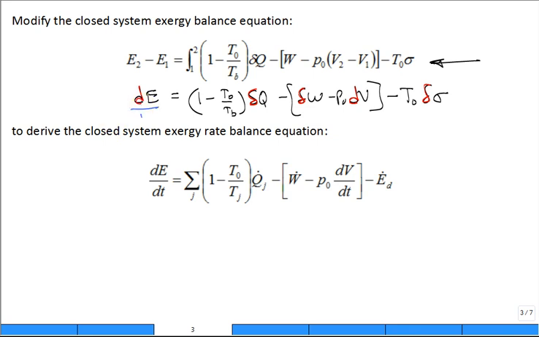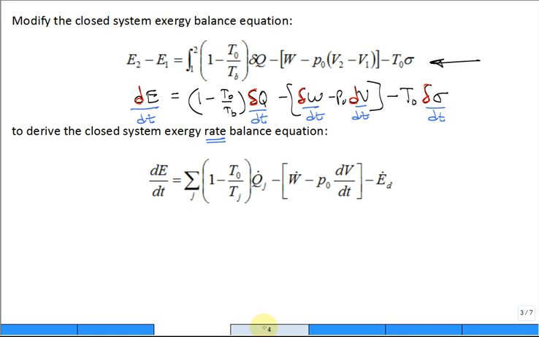You then divide each term by a small change in time, and now you get a rate balance equation. So we have the rate at which the exergy changes in our closed system is equal to the rate at which it flows in with the heat, the rate at which it flows out with the power or work, and if it's expanding with time, we have to take off that non-useful component of boundary work, and then the rate at which exergy is being destroyed. Now this equation we don't use very often, but it's our launching point for the control volume.